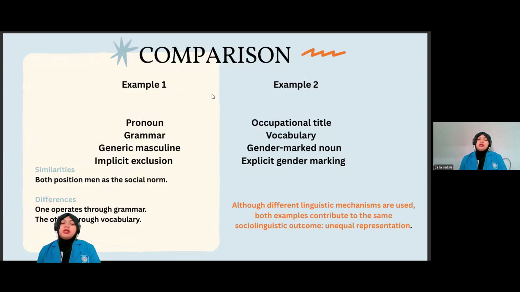Next, comparison between example number 1 and example number 2. Pronoun, occupational title, grammar, vocabulary, generic masculine, gender marked noun, implicit exclusion, explicit gender marking. The similarity of example number 1 and number 2 is both position men as the social norm, and the difference is one operates through grammar and the other through vocabulary. Although different linguistic mechanisms are used, both examples contribute to the same sociolinguistic outcome, like unequal representation.